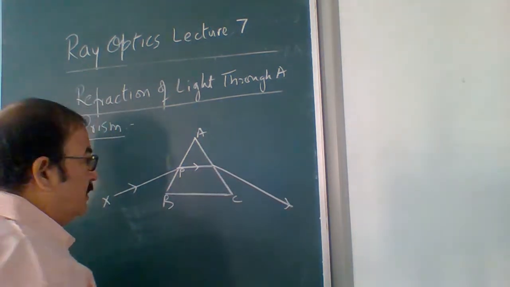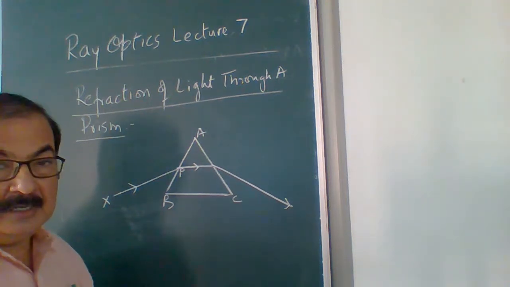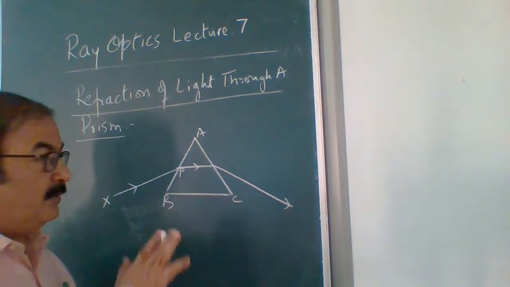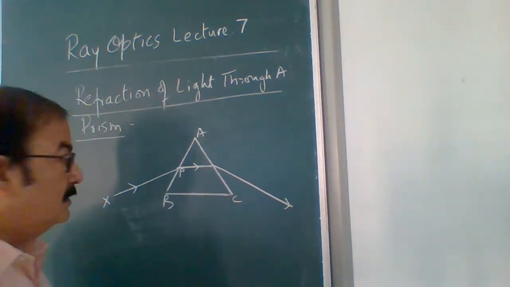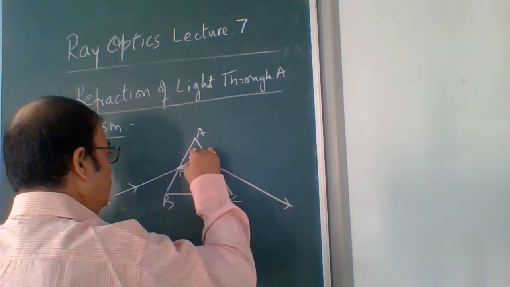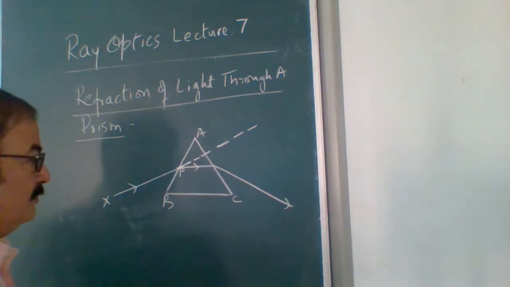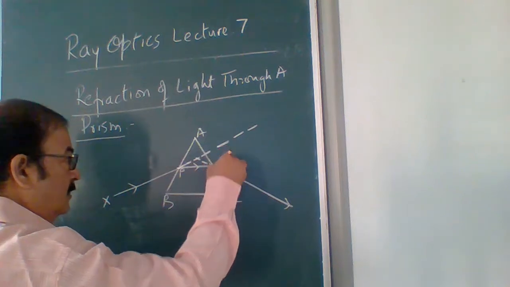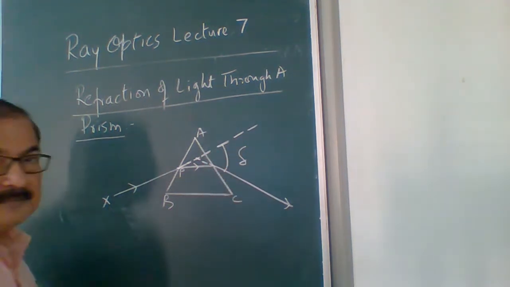Here, the incident ray and emergent ray are not parallel. Remember, this is a very important thing to note. Unlike in the case of a glass slab, here we will not have the incident ray and emergent ray parallel, but at different angles. If I produce the incident line forward and produce the emergent ray back, then the angle between the incident and emergent ray is the angle of deviation, delta.